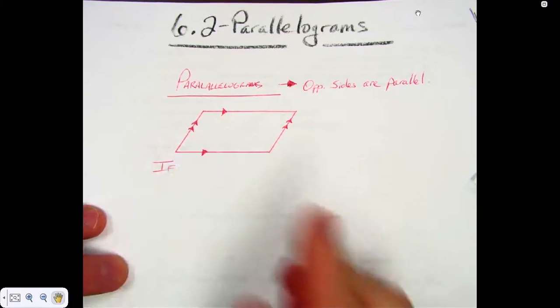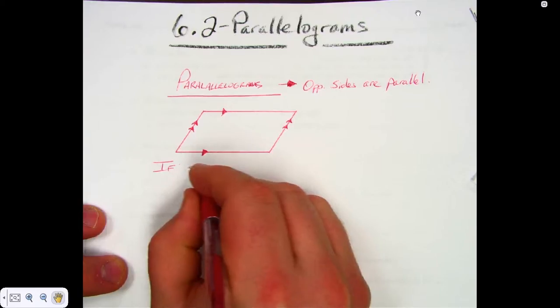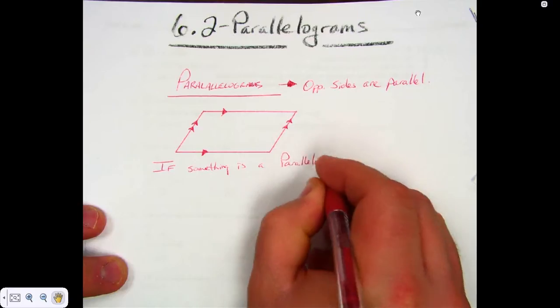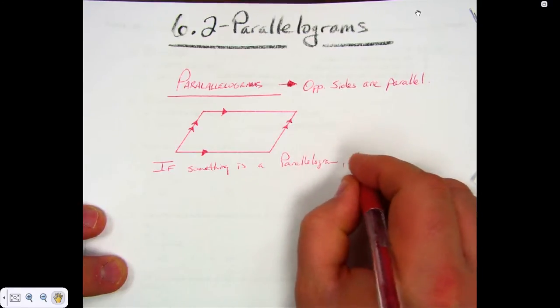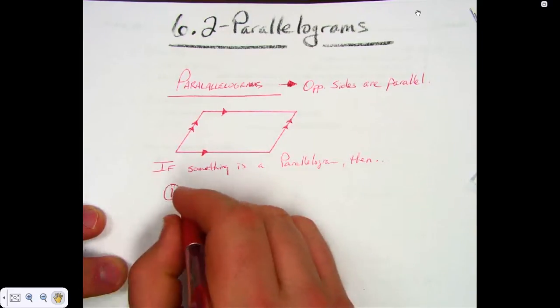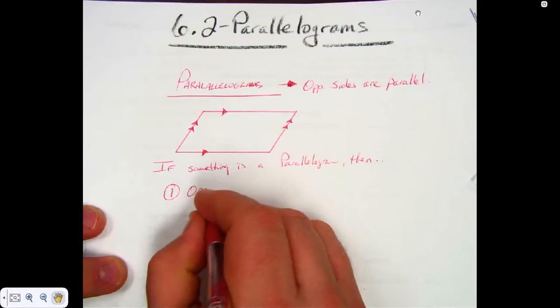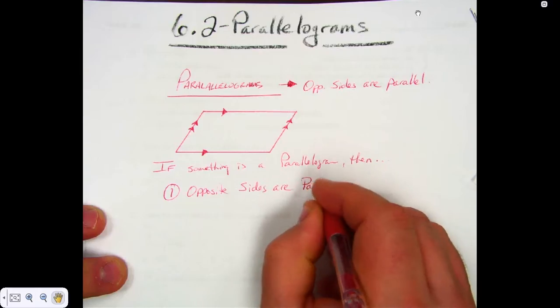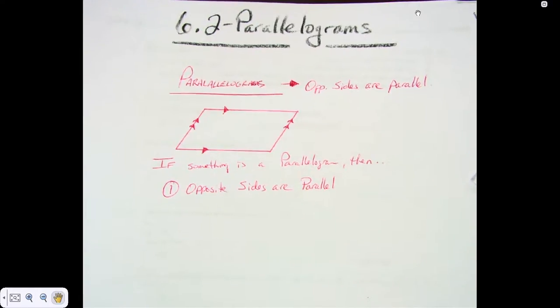So we're going to start a list here. If something is a parallelogram, then dot dot dot. First thing we're going to say, opposite sides are what? The neat thing about a parallelogram is, like I said, there's a lot going on. When I say this figure here is a parallelogram, there's a lot of things you know are true by just saying that it's a parallelogram.